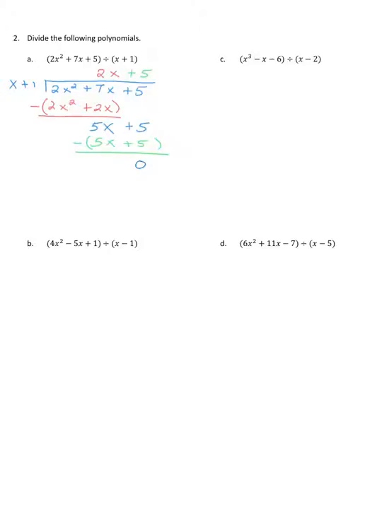All right, let's check out part B. Same idea. I want to divide x minus 1 into 4x squared minus 5x plus 1. So step 1, I want to cancel a 4x squared by multiplying something to x. And the answer is I'm going to multiply by 4x this time because you get 4x squared and also minus 4x. And I'm subtracting this thing.